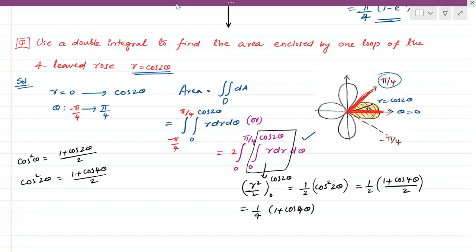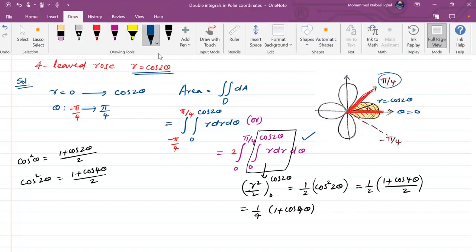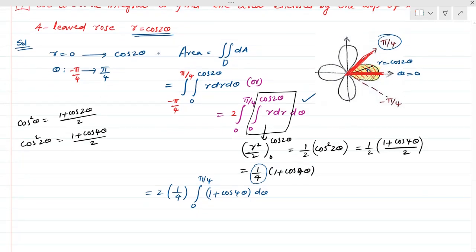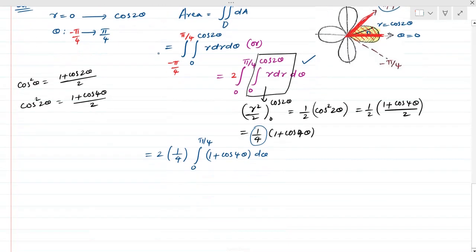Now what is the integration here? The integration becomes 2 times 1 over 4, which I am taking outside, and here the integral from 0 to pi over 4 of 1 plus cosine 4 theta d theta. Now what is the integration of 1 plus cosine 4 theta? After simplifying, you will get 1 over 2. Integrating, 1 becomes theta, and here sine 4 theta over 4. The limit is 0 to pi over 4.